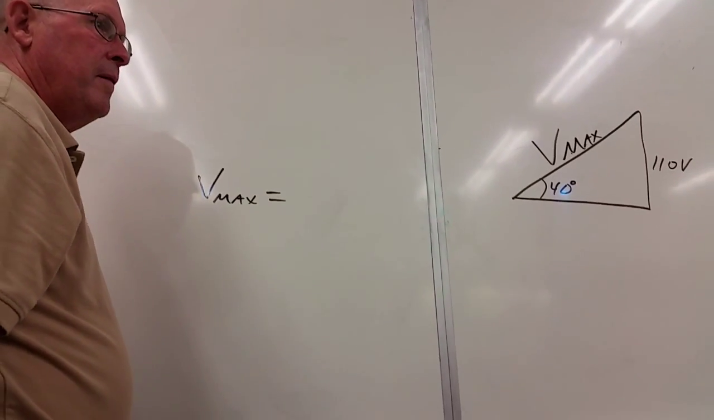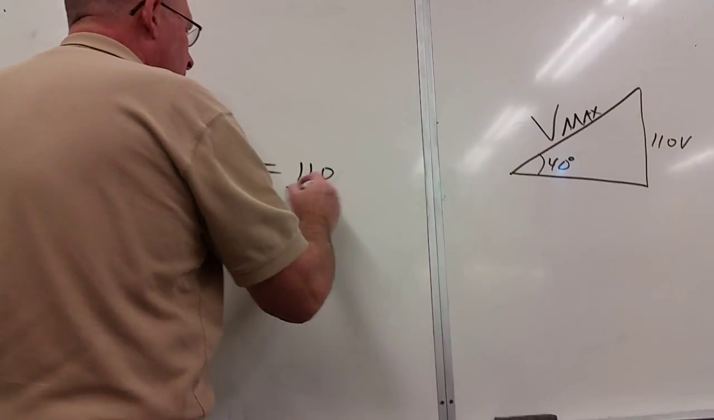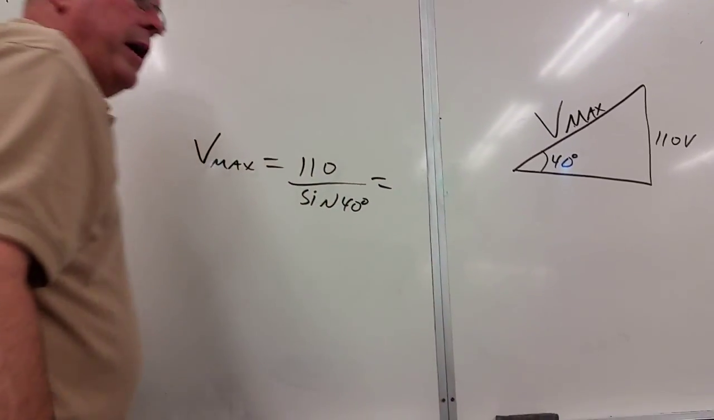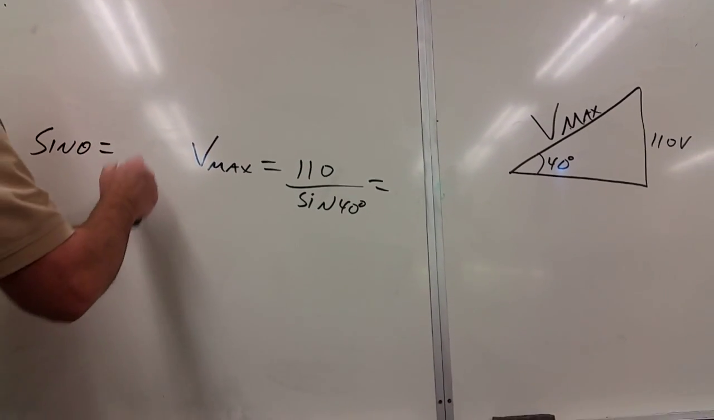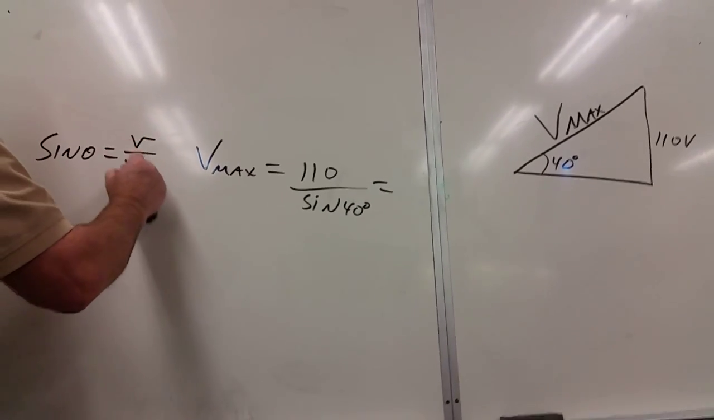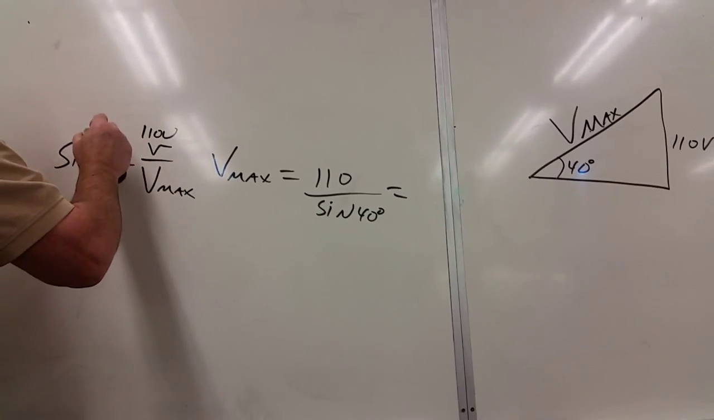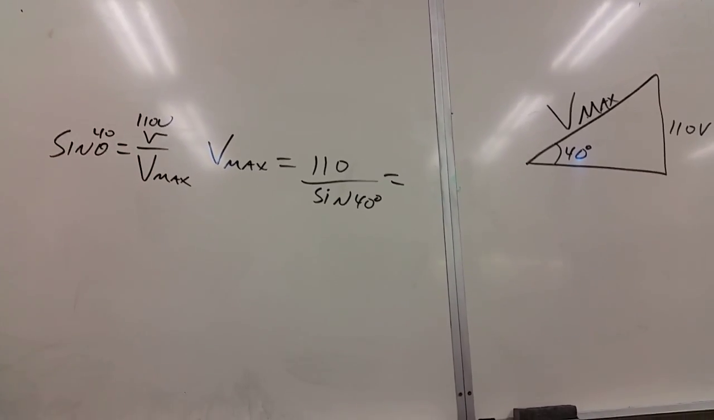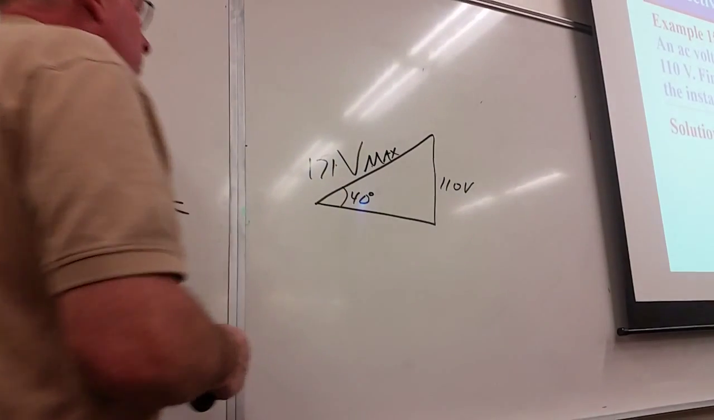110 over sine 40 degrees. Isn't it 171? That's your answer. Is that what we write? Is that correct? Well, if you don't remember, it's what? Sine of theta equals the instantaneous value over the V max, right? And we have this value, and we have this value, so this comes under, right? So that's correct, isn't it? So what do we get? 171 volts.